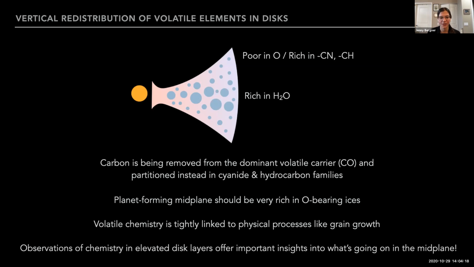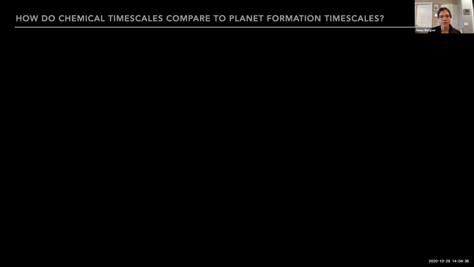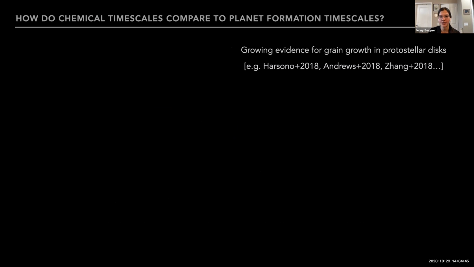And the last takeaway that I want people to appreciate is that although we can't directly observe what's going on in the planet-forming midplane, we can get some really important insights into what's going on in this region based on observations of the chemistry in these elevated disk layers. So we see evidence that the volatile chemistry is strongly linked to the disk physical evolution. It becomes really important to understand what timescales this evolution is taking place on relative to planet formation. Are you forming your planets in this water-rich midplane at later stages, or in a more typical water environment earlier in the planet formation process?